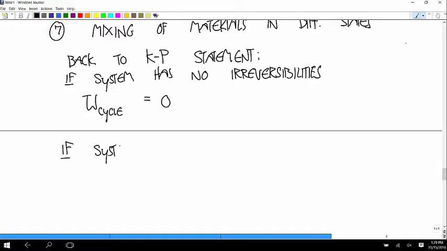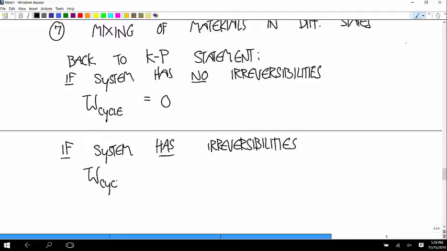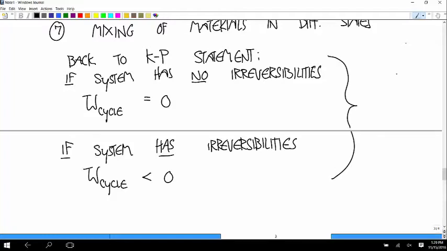If your system has irreversibilities, then your work done over any cycle is less than 0. So in both of these cases, we're talking about a system in contact with one thermal reservoir.